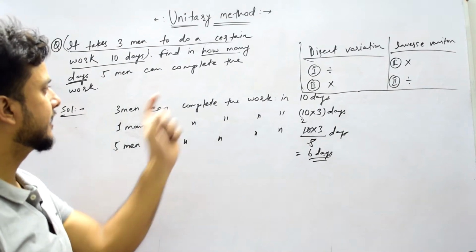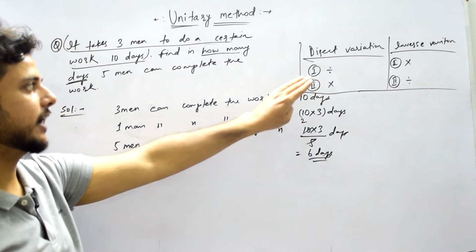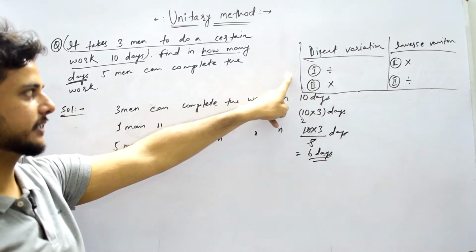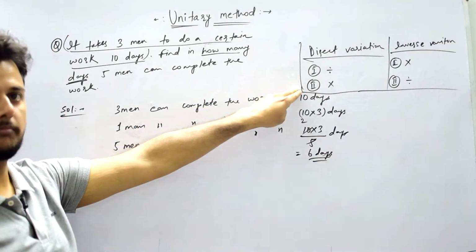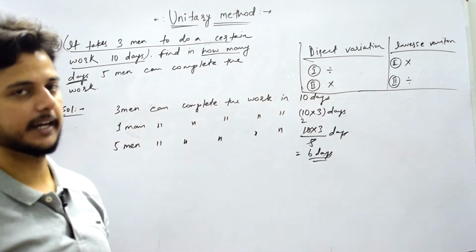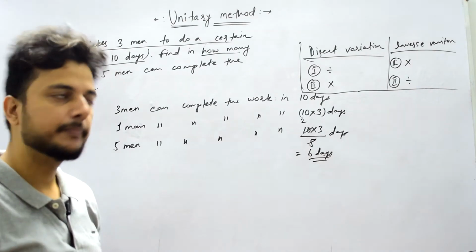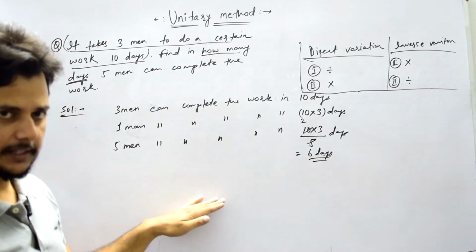Understood? Direct and inverse variation, very easy question. First of all, you have to memorize this: for direct variation the first step will be division and the second step will be multiplication. For inverse variation the first step will be multiplication and the second step will be division. Now let us see our next topic. Copy this.